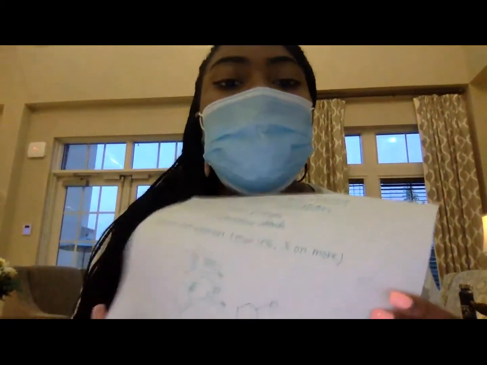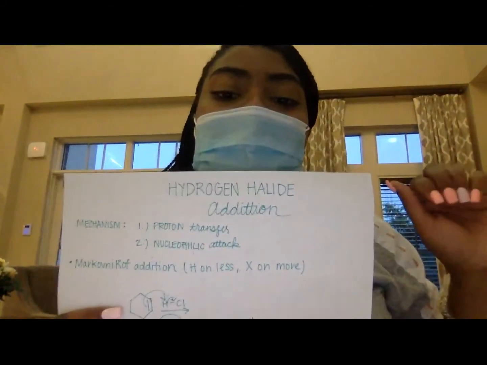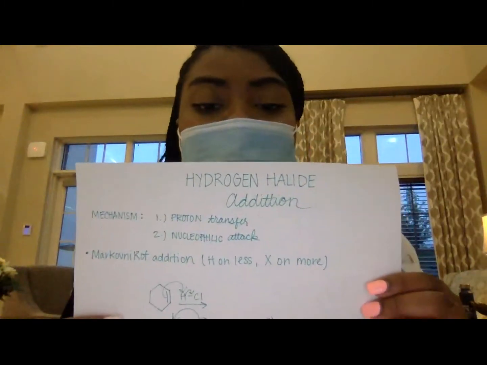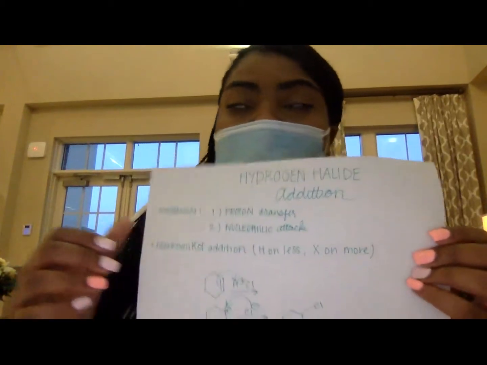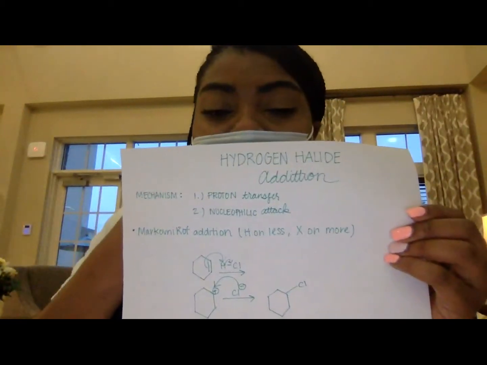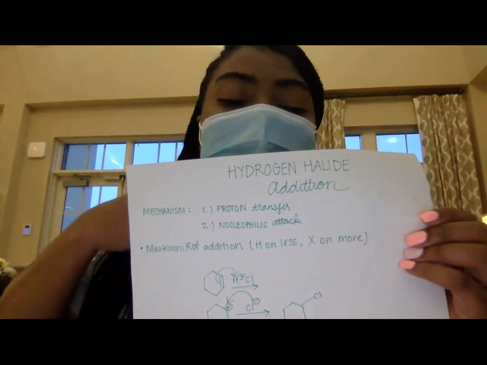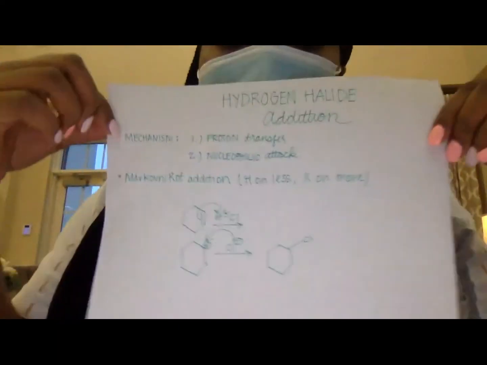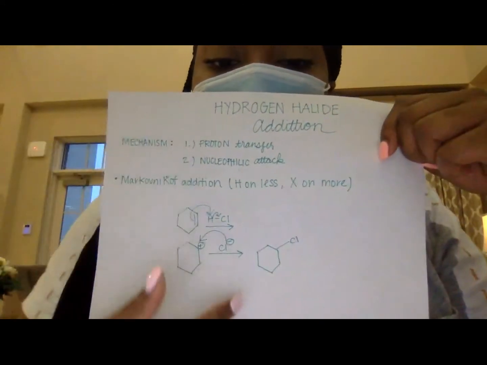Next, we're moving on to the Markovnikov reaction, which is the hydrogen halide addition. And this too has a mechanism that is important to understand. It has two parts, a proton transfer and a nucleophilic attack, which we are familiar with from doing SN1 and SN2. And the hydrogen is added to the less substituted carbon, and the halide is added to the more substituted carbon. So this one is fairly simpler than the last reaction that I showed you all.